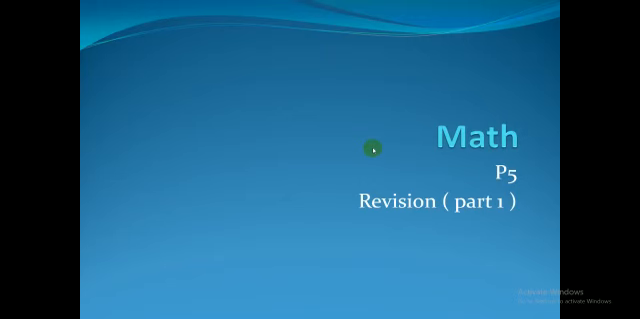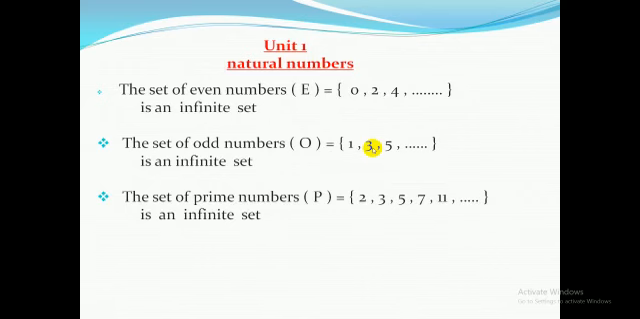Let's start our revision part 1 on Unit 1, Natural Numbers. First, I want you to remember some points. Number 1, the set of even numbers represented by capital E equals 0, 2, 4, 6, 8, and so on. The dots mean "and so on". It is an infinite set, it has no end. Number 2 is the set of odd numbers represented by capital O equals 1, 3, 5, and so on. It is an infinite set.